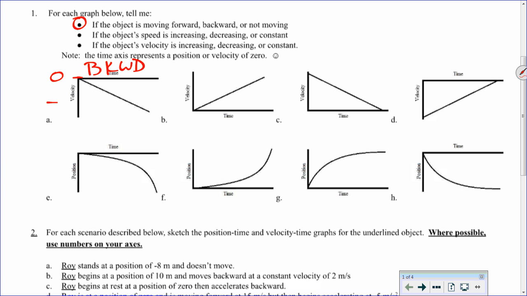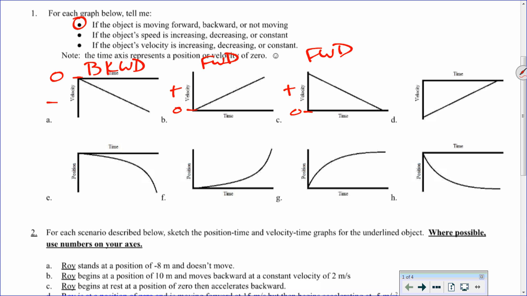Now, please make sure you hear me say this. The reason this is moving backward is not because it's sloped downhill. It's negative, or it's backward because it's negative numbers. All right? Over here, the velocity is positive, which corresponds to moving forward. Now, here's the one that people always get wrong. Over here, the velocity is positive, and therefore it's moving forward, right?